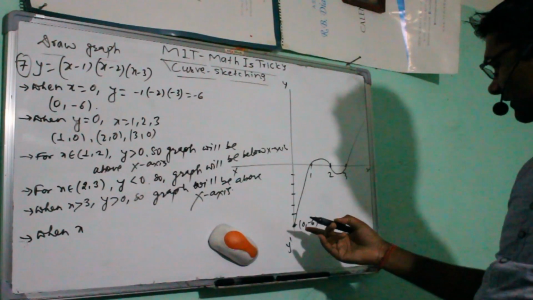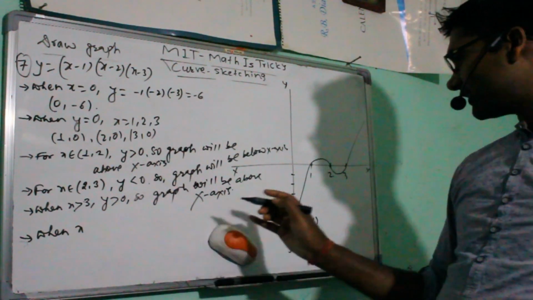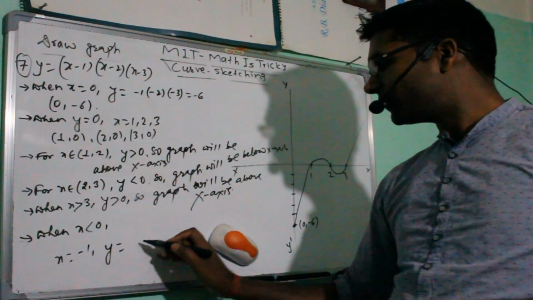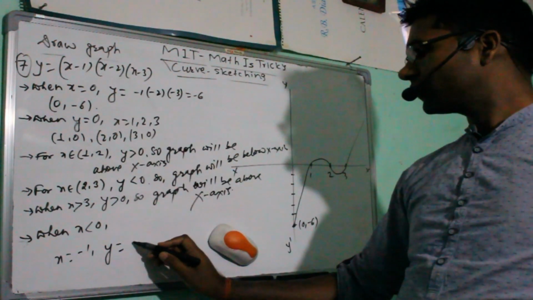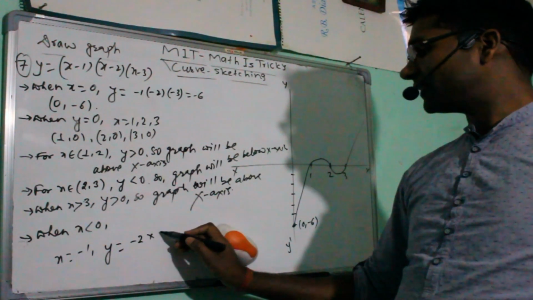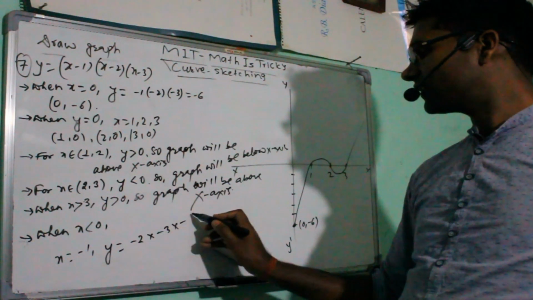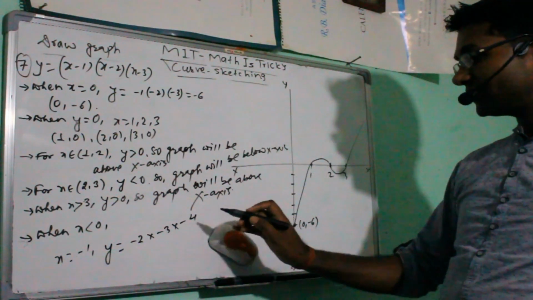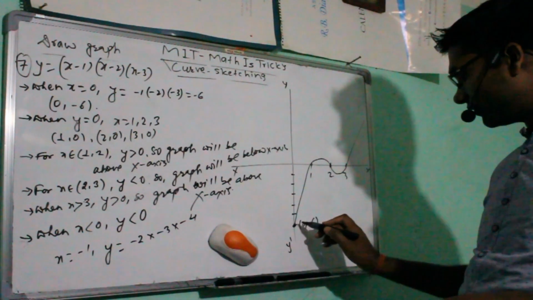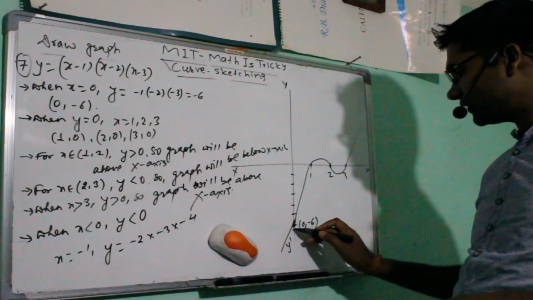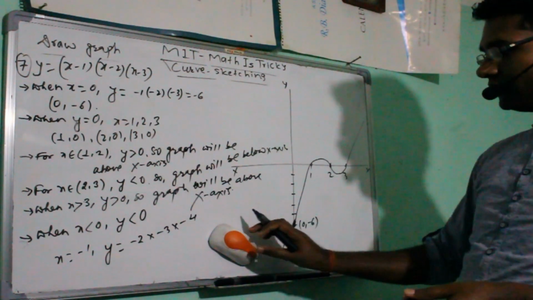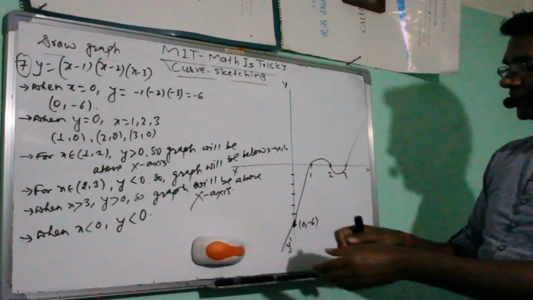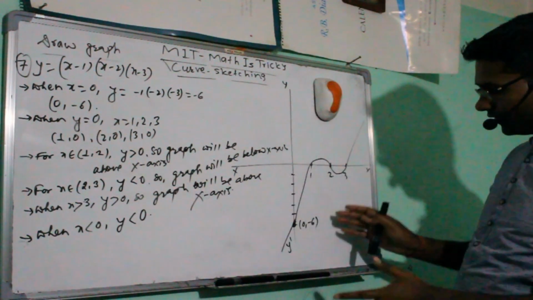What will happen when x is negative, less than 0? Say x is minus 1. So what will happen here? Minus 2, minus 3, and minus 4. So 4 times 3 is 12, 12 into 2 is 24, it is negative. Still y is negative, so it will be downward. This is our graph for the given function. So on the basis of the information that we have got, the required graph will be like this.